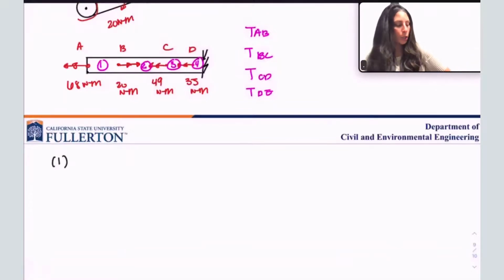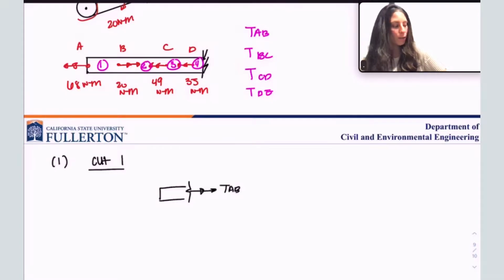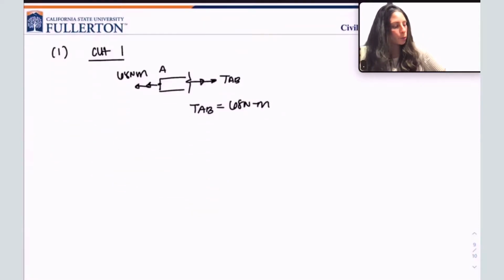We make cuts. So I'm going to do 1 cut for you. I'm going to show you how this is done, and I'm going to leave you to do the rest on your own after I show you this one. So we'd have a TAB here. This is point A. We have the torque at point A, which is 68 Newton meters. And now, just by equilibrium, TAB has to be 68 Newton meters, right? Okay, that's one. I said I'm going to do one, but I'm actually going to do two for you.